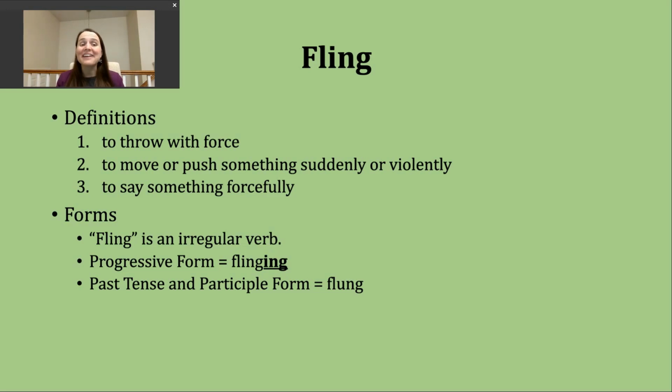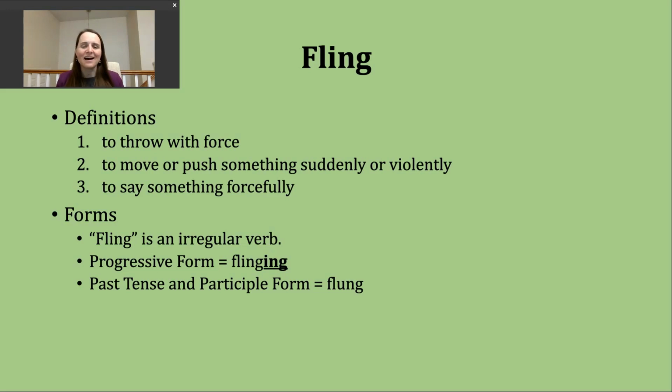You should know that fling is an irregular verb. To make the progressive form of this verb, I'm going to add ing to form flinging. The past tense and participle forms of this verb require a spelling change. And so we're going to change from i to u. And this form, flung, is going to be both the past tense and the participle.